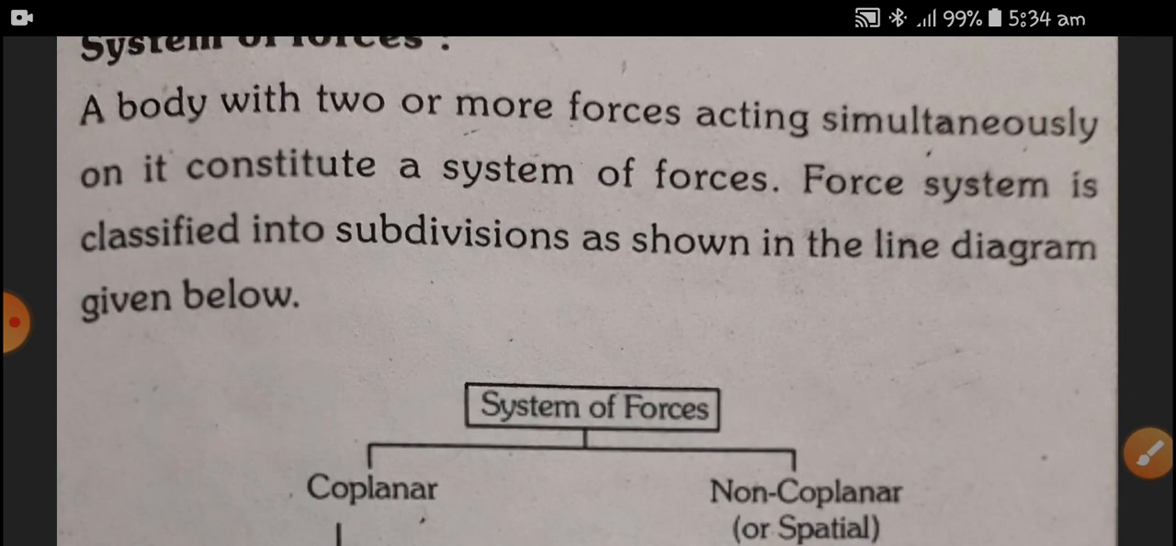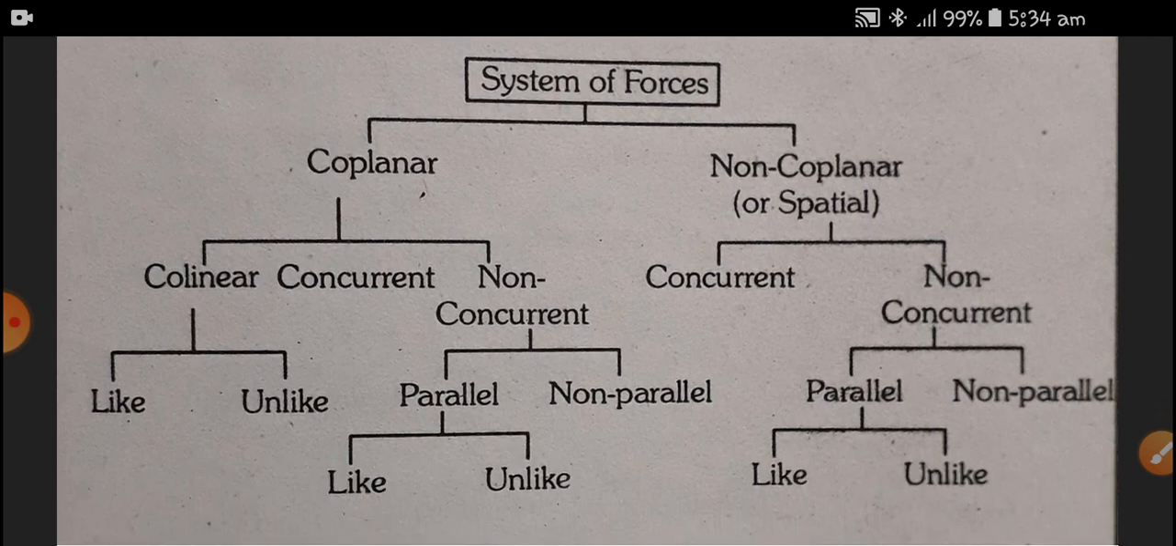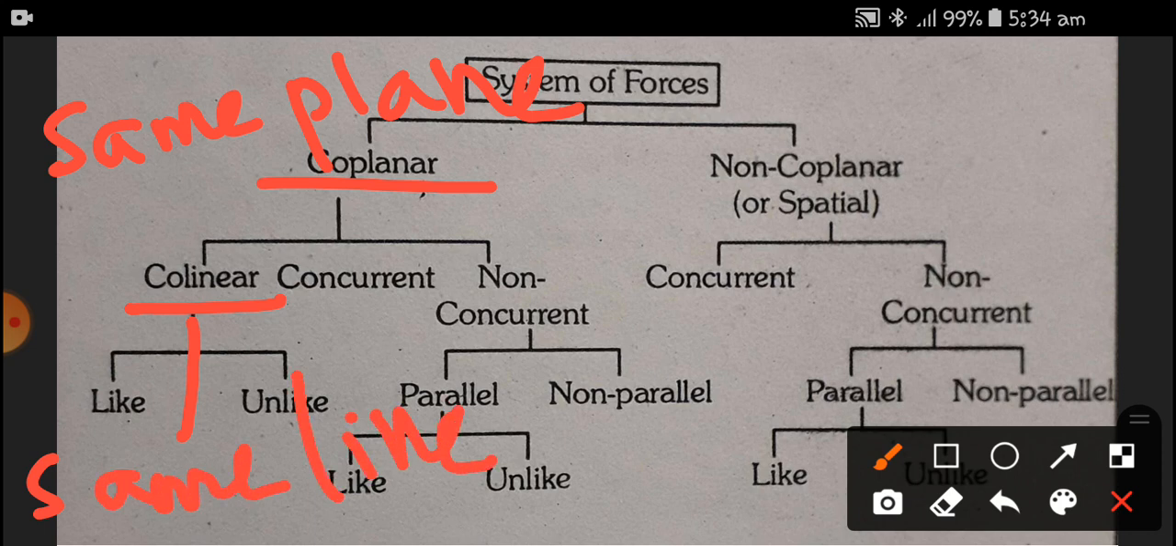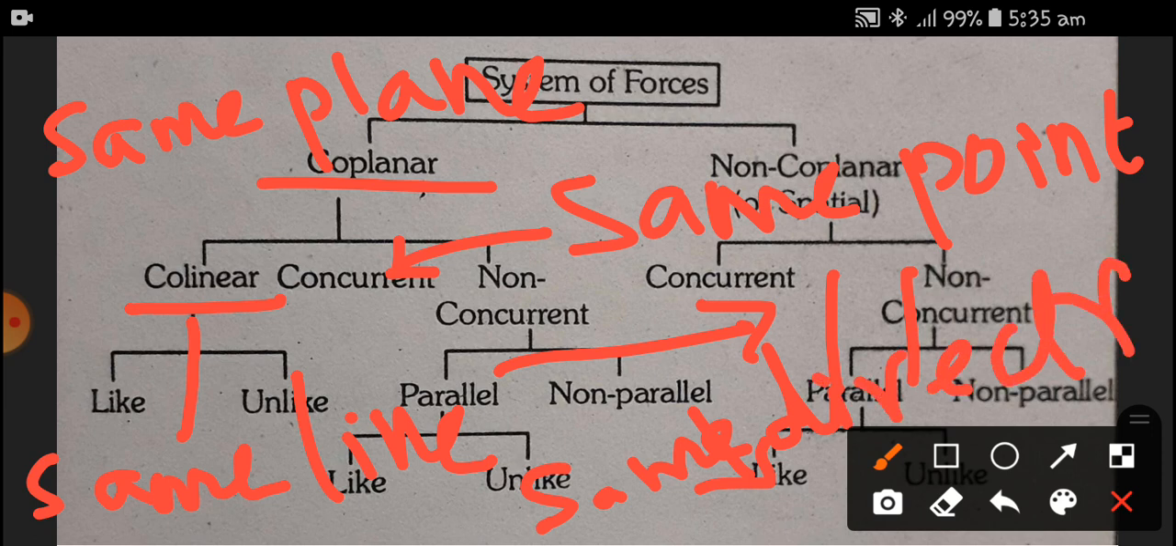Here the system of forces is continued. The system of forces can be subdivided as shown here. I'm going to give a few glimpses that you have to understand. Coplanar means in the same plane. Collinear means same line. Concurrent means same point. Parallel means the forces are parallel. Like means same direction. So these five things you have to understand.